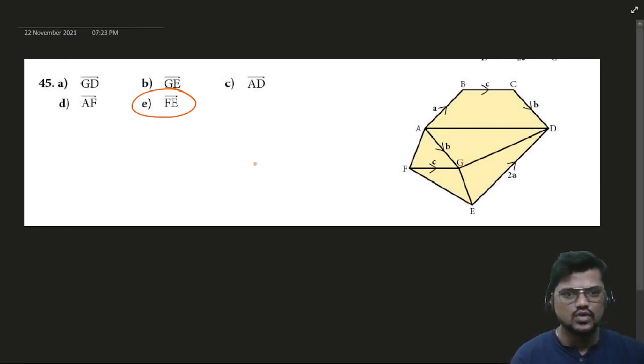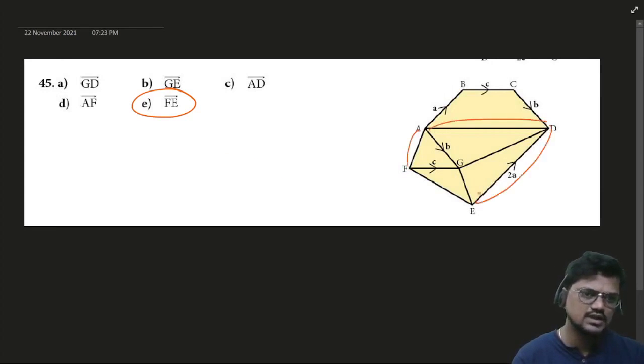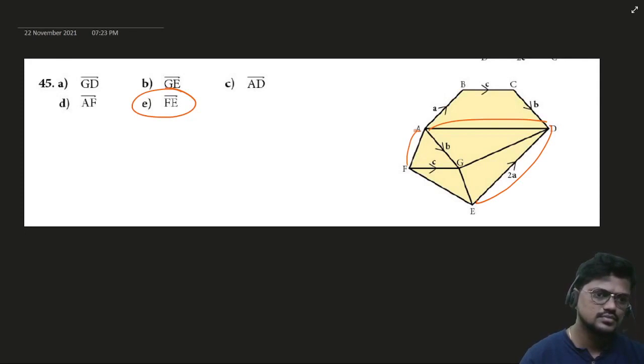See, if you want FE, you can also find it by using FA plus AD plus DE. That will also work to get the value of FE. You can get the value of AD. You can also get the value of FA. That will also work. But for finding AE, we'll also have to find GD.